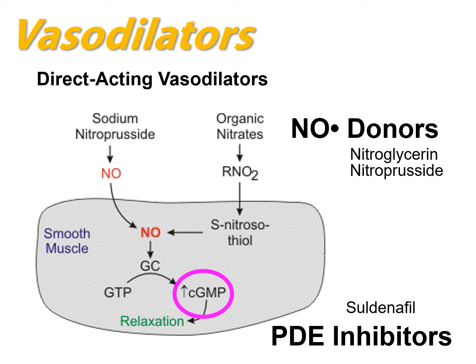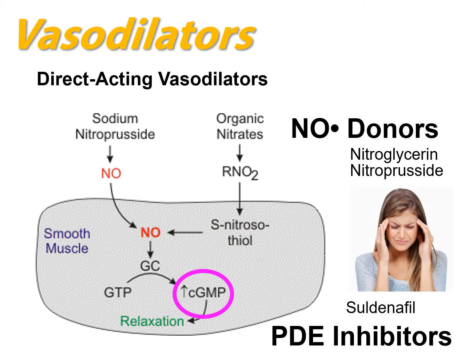In any case, the side effects for both are headache. Because you're dilating blood vessels in the cerebral vasculature, that seems to drive a headache. One of the theories of migraine headaches is excessive vasodilation in the cerebral circulation. That's the most common situation. There are some others, but that's the most significant.